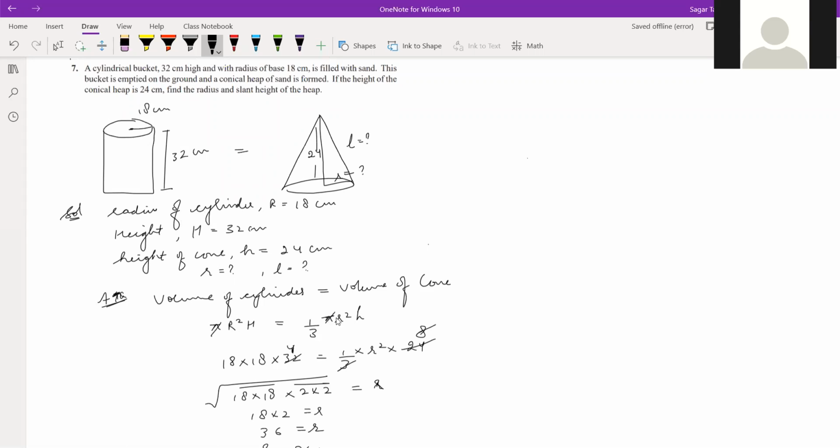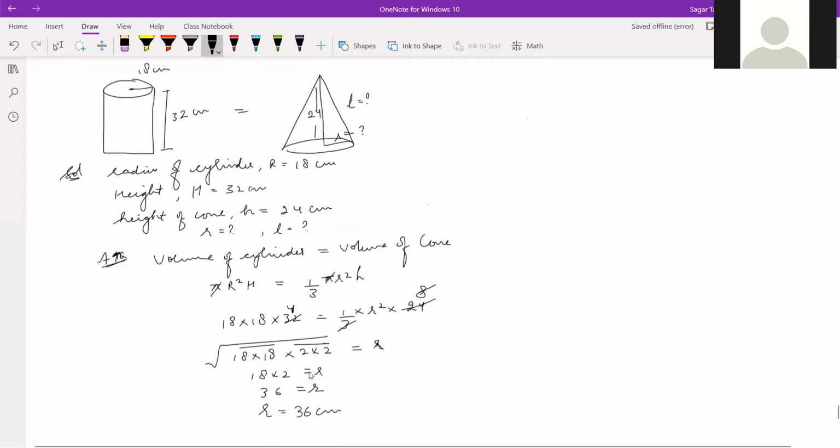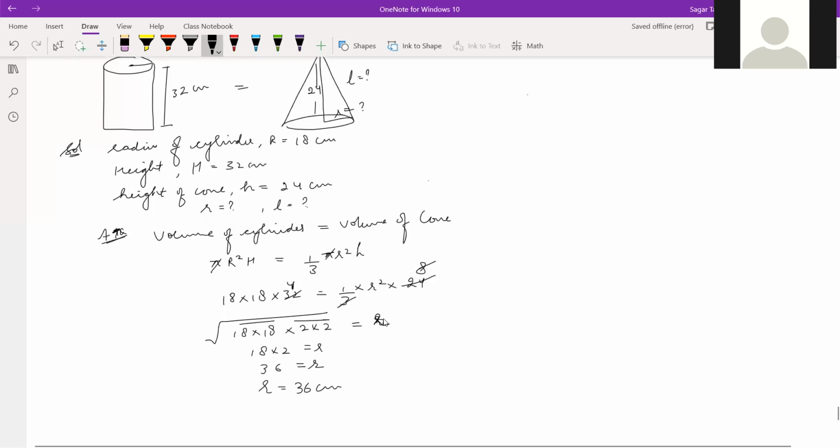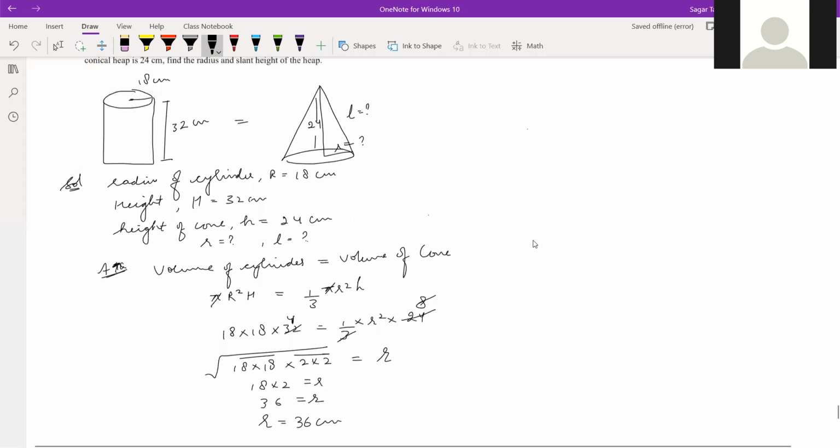On this side also, h is given, 24. We have to just calculate r. So this way we have calculated r. Note it down. So r is 36.